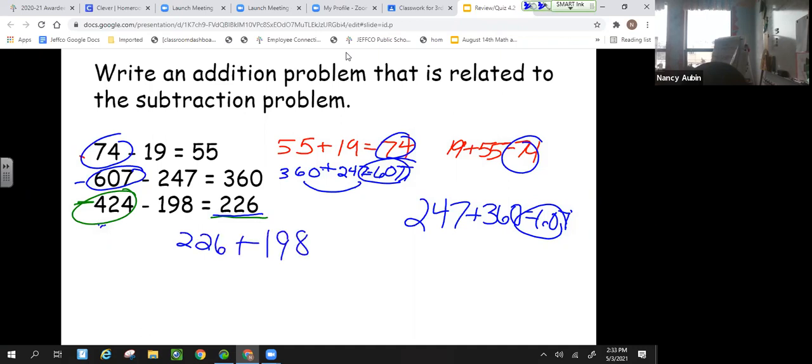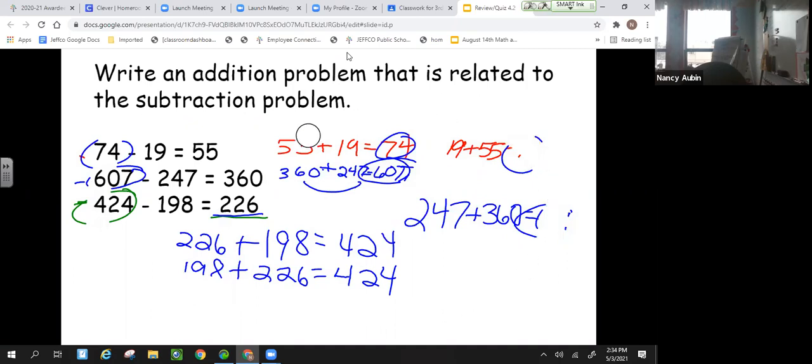All right, Cooper, what should it be? 226 plus 198 equals 424. Do we have another one with commutative property? Evie? 198 plus 226 equals 424. All right, so we just wrote addition problems that relate to the subtraction problem.